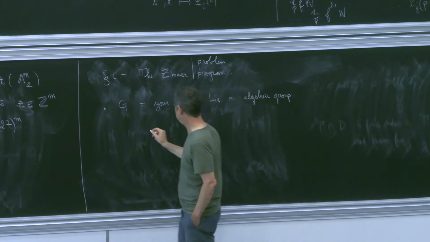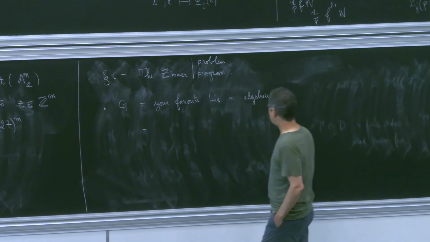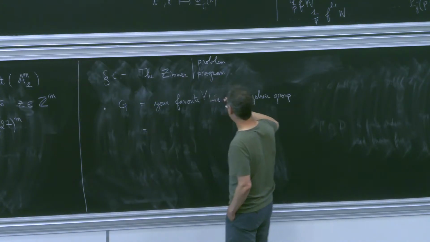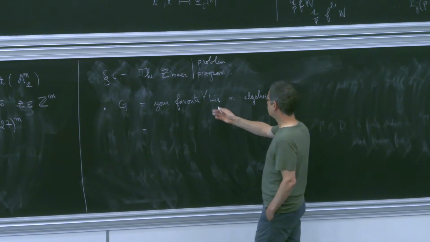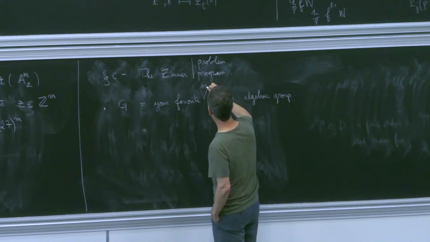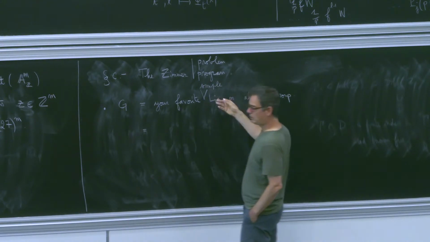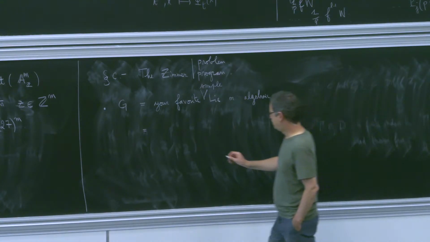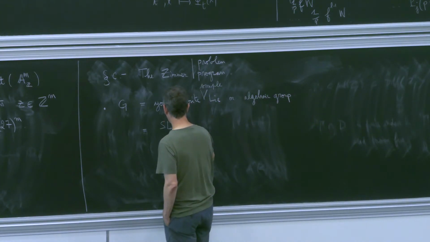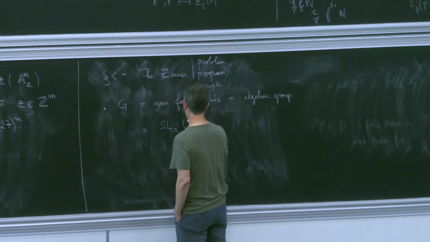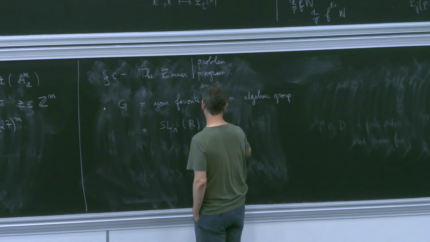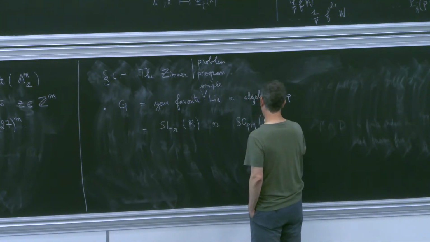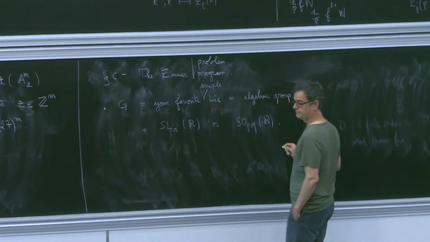Okay, so I will write, let's say, I mean, this is also interesting for solvable or nilpotent groups, but say simple or almost simple Lie group. Okay, so you can take SL_R with real coefficients or SO_{p,q} with real coefficients, etc. Okay.